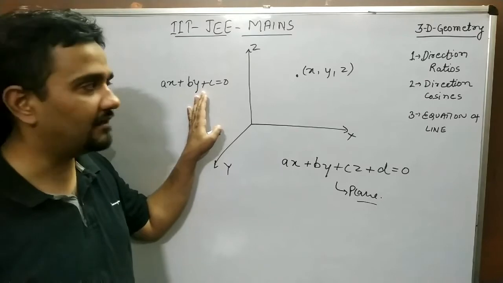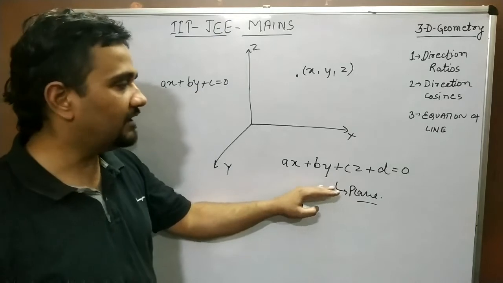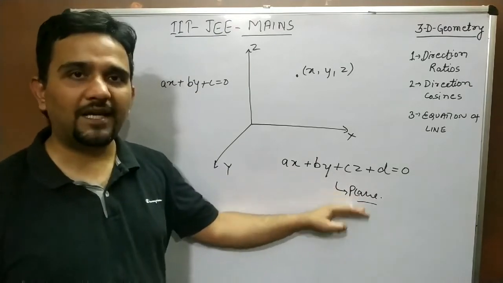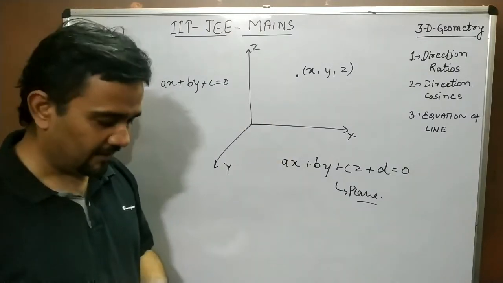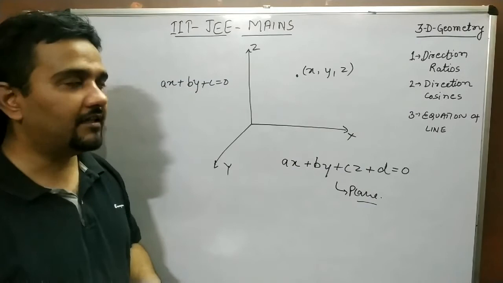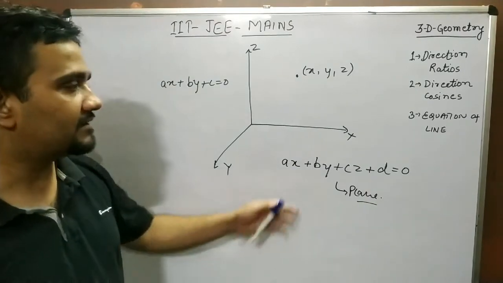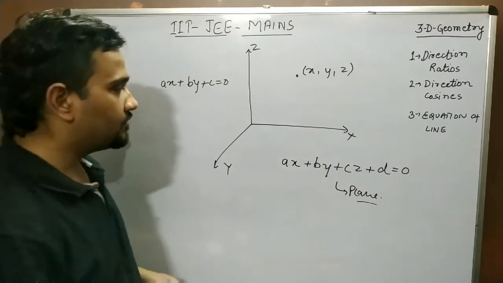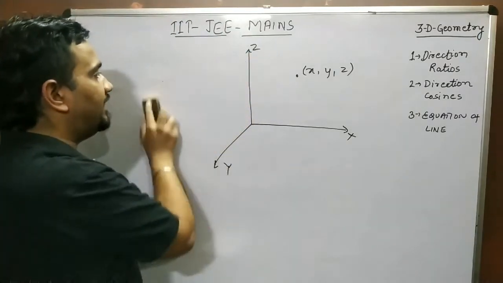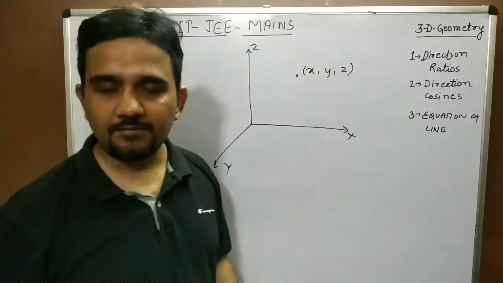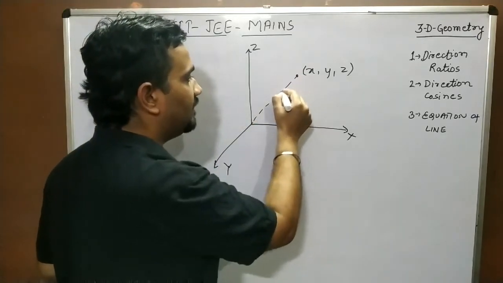One step ahead, if we introduce z in this also, then we will get the basic equation of a plane. So the plane is the basic thing which can be defined in 3D geometry. So we start the studies with the plane. Now, to understand how a point can be defined in 3D geometry.